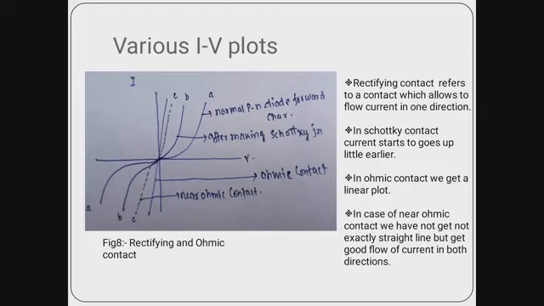But in case of ohmic and near ohmic, what is the basic difference? Ohmic means nothing but a linear plot, a straight line from this quadrant to this quadrant. But in case of near ohmic contact, it is not an exact straight line. Here we get a good flow of current in both directions, but it is not a straight line. And here the near ohmic curve is denoted by C.